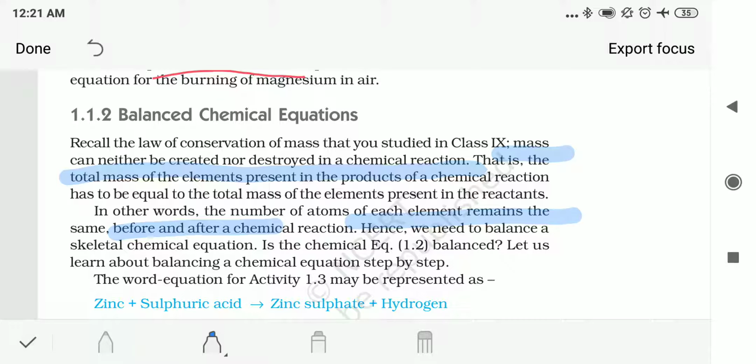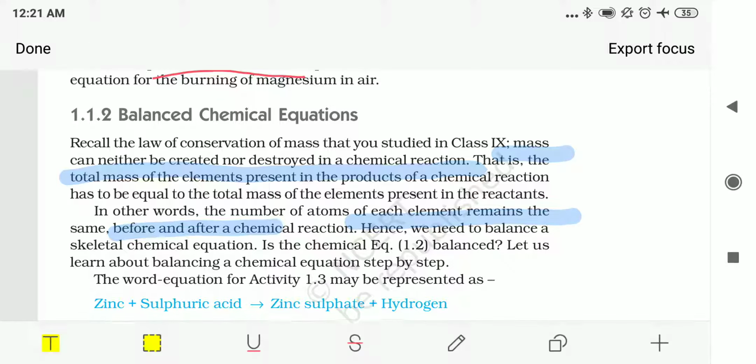That is why we balance a chemical equation, so that the law of conservation of mass is followed. That is, the mass of the elements on the left hand side should be equal to the mass of the elements on the right hand side. So let us learn about balancing a chemical equation step by step.